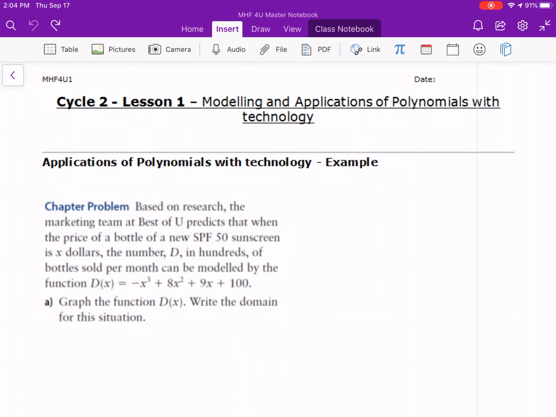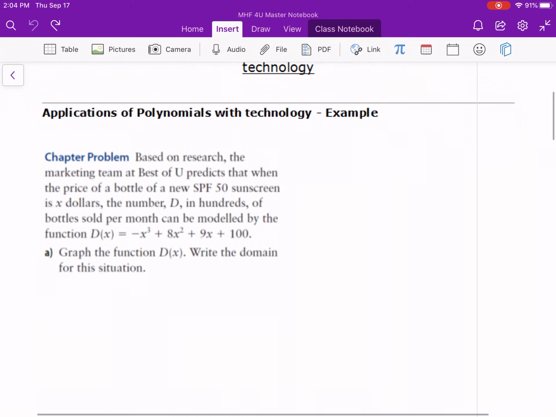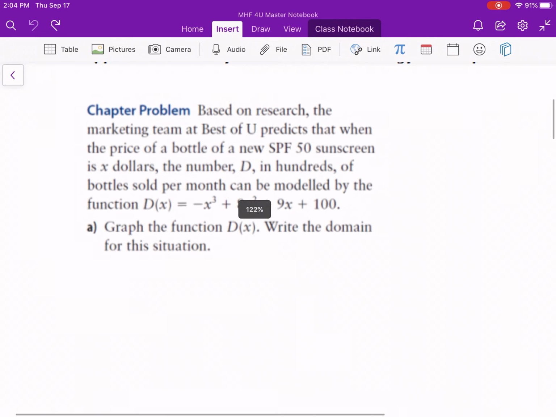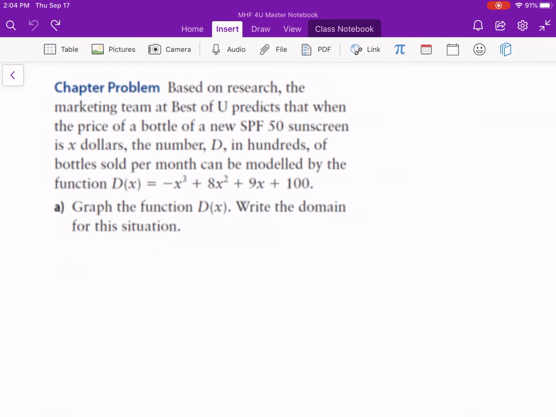So today, since we started with polynomials in Cycle 1, we're going back to polynomials at the start of Cycle 2 again. And we're going to look at how we can use technology, graphs, Desmos in particular, to help us solve applications involving polynomials. So we just have one question today in this lesson, and here it is.